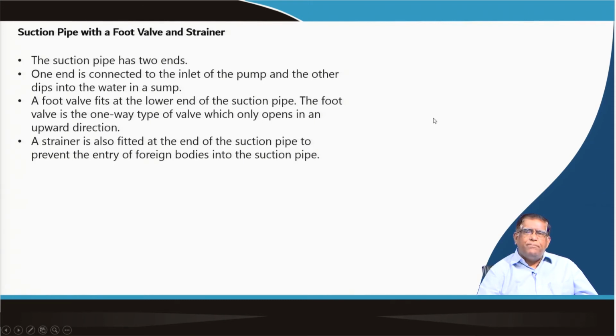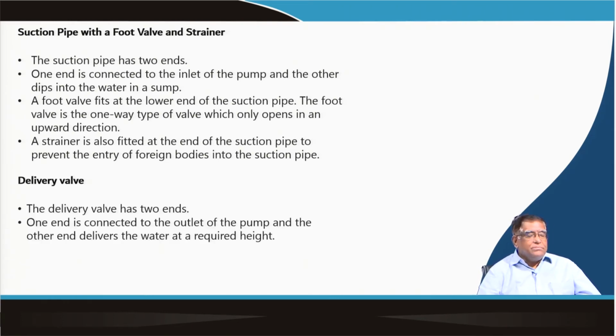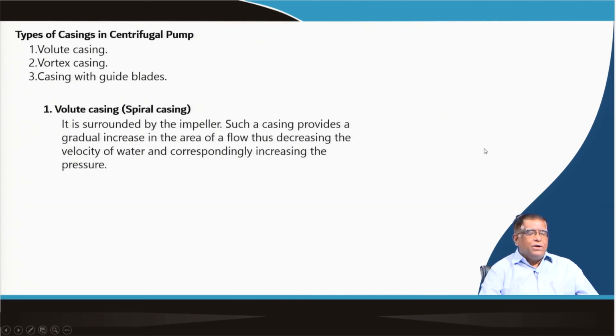Exactly, below that suction pipe all the fluid will be sucked. There we need to keep a strainer, so that grit and solid particles do not come into the pump, because they may cause damage to the pump. And then the last component is your delivery pipe, which is connected to the outlet part of the volute casing and takes the water to the delivery site. Okay. So, summarily we have this volute casing, vortex casing, and casing with guided blades.